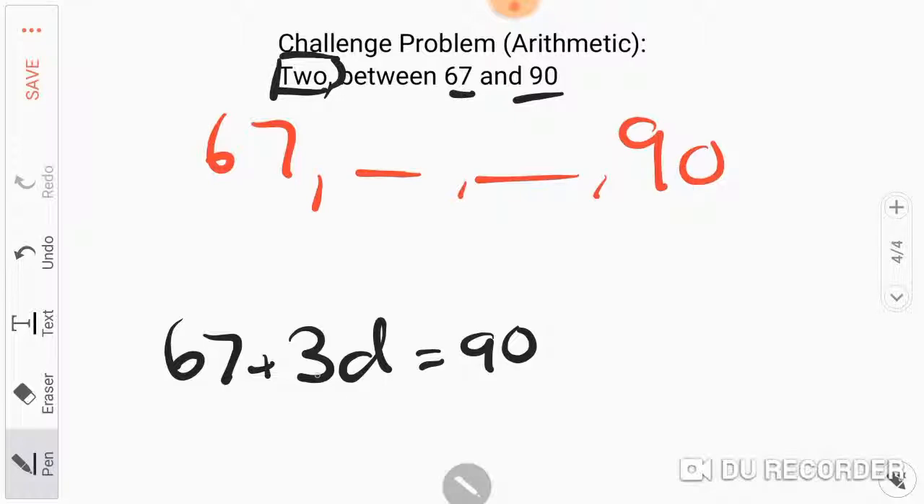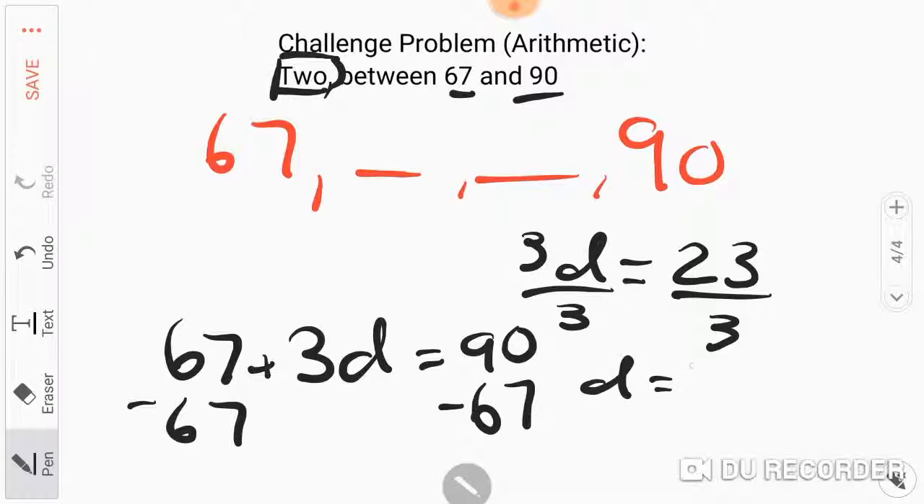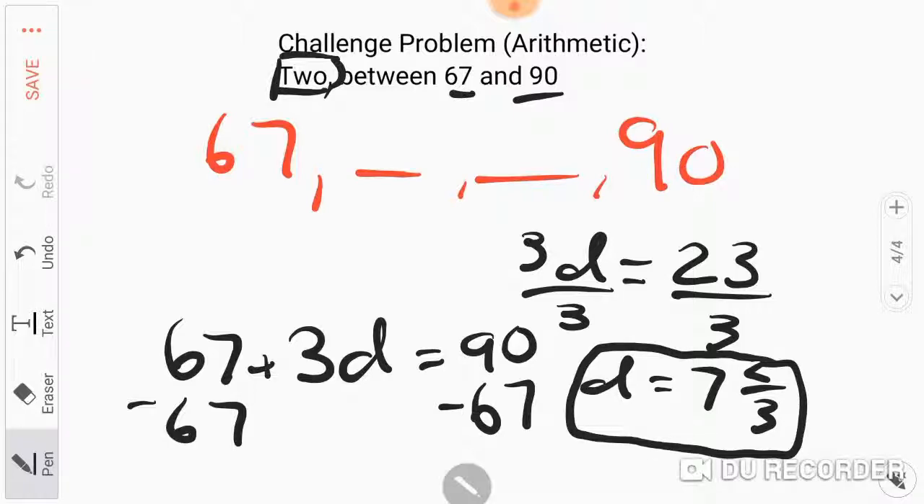Now, first thing we need to do on our way to get d on its own is subtract 67 from both sides, and we'll get here 3d equals, what is it, 23. And now to get d alone, we divide by 3, and we will get d equals 7 2/3. So our common difference is 7 2/3.